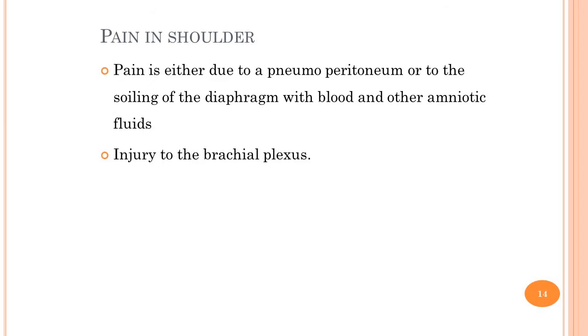Pain in the shoulder is one common complaint in the post-operative period. Either due to pneumoperitoneum, or if the packing is not done during the cesarean section, the blood or amniotic fluid may enter into the right or left paracolic gutter and reach the diaphragmatic area. That will irritate the diaphragm and transfer pain to the shoulders. So that will be the reason for the pain in the shoulder in the post-operative period.